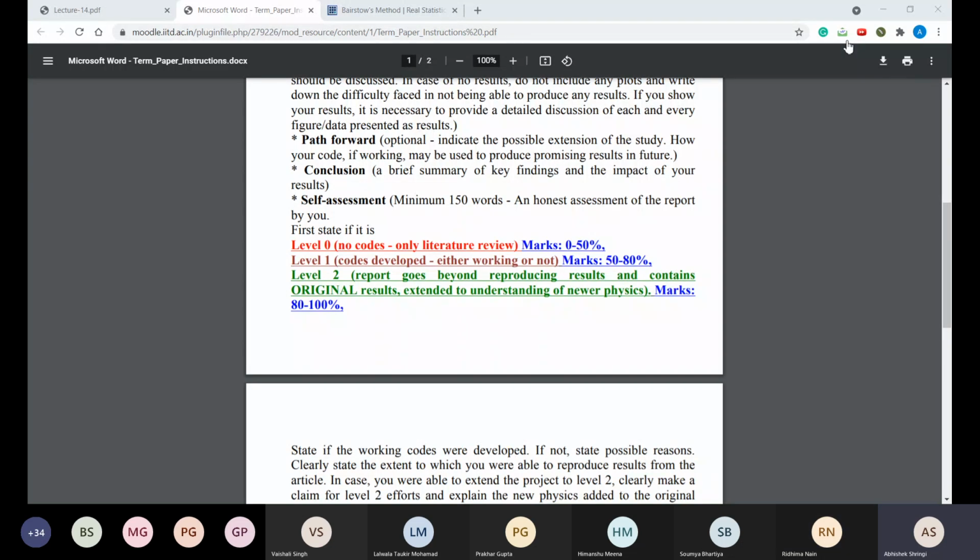Just as Ridhima told, it can be an extension from a 2D to a 3D problem, or anything. You can introduce a new parameter and analyze new things. You have to think innovatively about what can be done new with the given information. For more details, we will upload sample papers of past years which have done level 2, level 1, and level 0 kind of work. So it will give you a better idea of how to go about it.